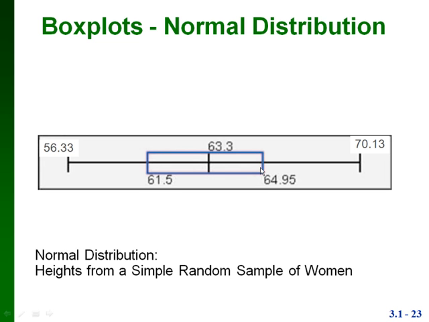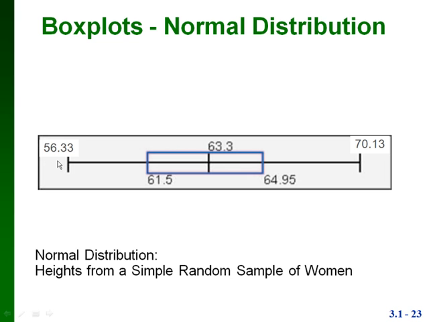And notice that since this is from an approximately normal distribution, the median is nicely right about halfway between Q1 and Q3. And then our whiskers extend out to 56.33 on the lower side and 70.13 on the upper side. So both of those would have been found by calculating that interquartile range, multiplying it by 1.5, and then either subtracting it from the first quartile in this case, or adding it to the third quartile in this case.